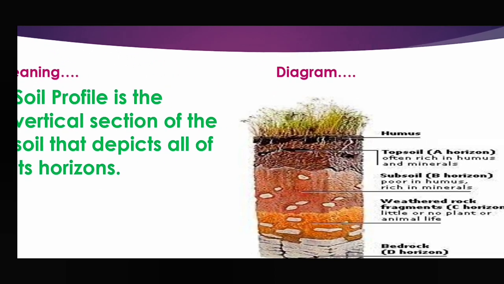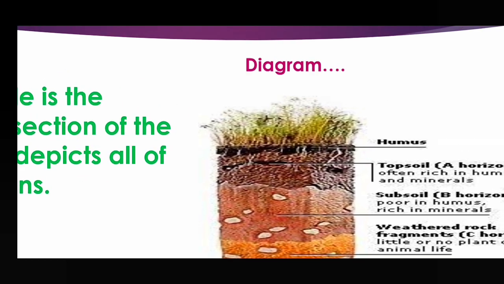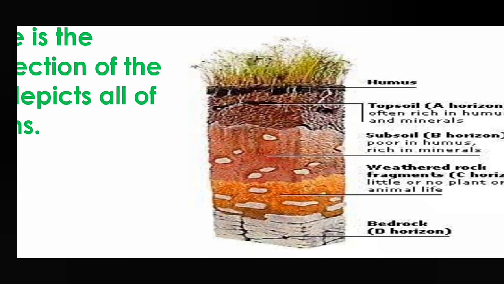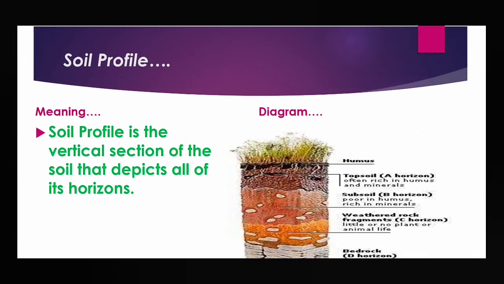You also want to know what type of materials are there, what type of color, etc. So if you want to know about soil, we have one process of cutting the soil vertically, and this vertical section is the diagram here. We have cut it vertically, and why? To study it in detail. So what is called a soil profile? Soil profile is the vertical section of the soil that depicts, that is, represents all of its horizons. Clear?